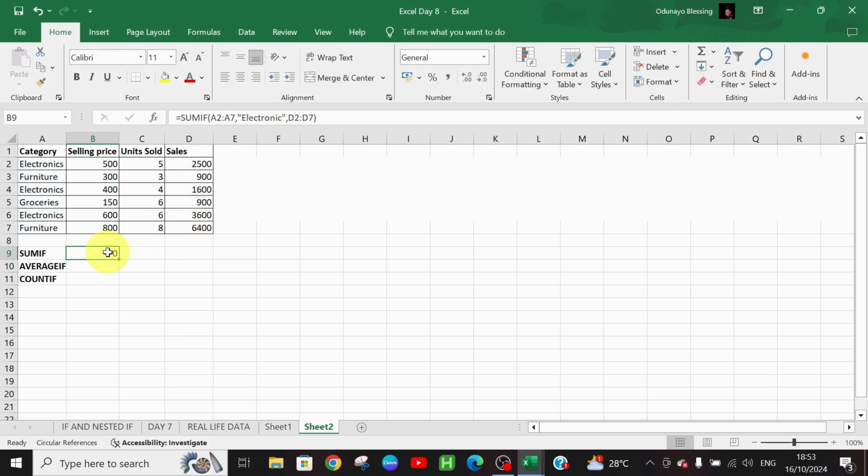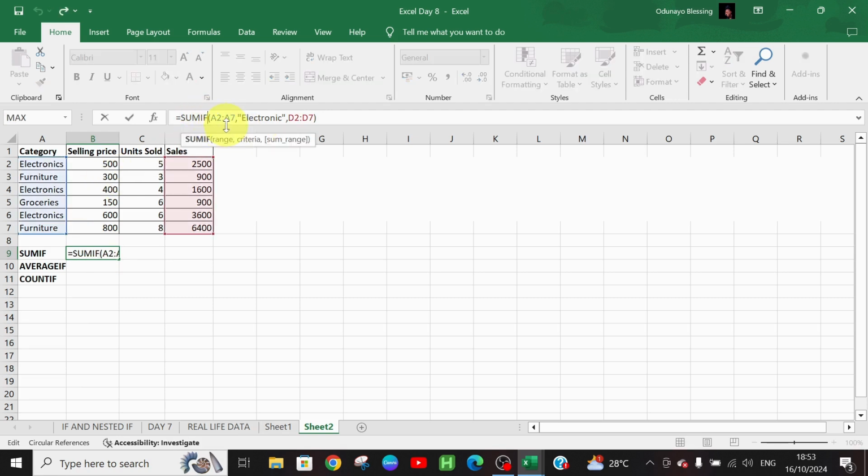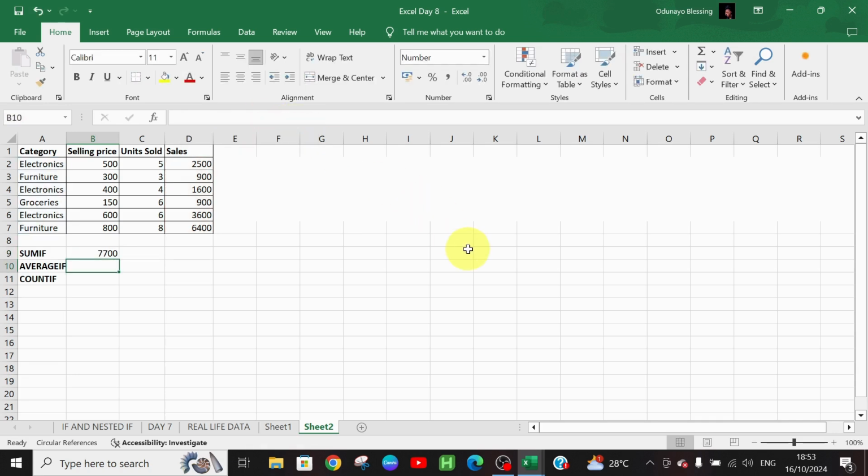This gives us 0, so something is wrong with our data. Let's check it. SUMIF, this is the range of cells. What we are looking for there is electronics. The reason we are having 0 is because we typed electronic, not electronics. By the time we change it to electronics, it gives us the actual figure we need. So you need to be conscious of the data that is being provided.